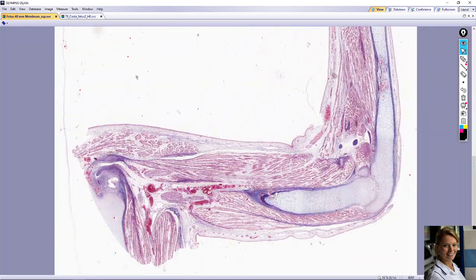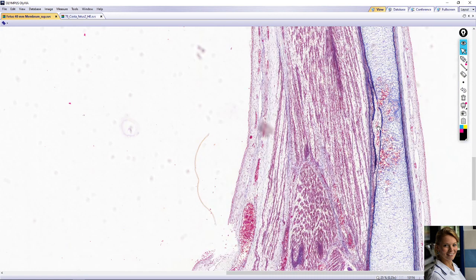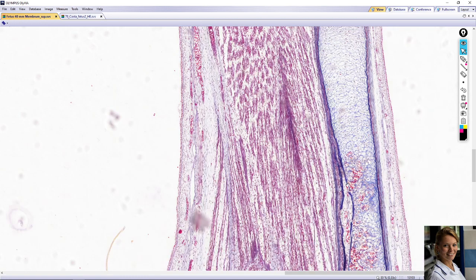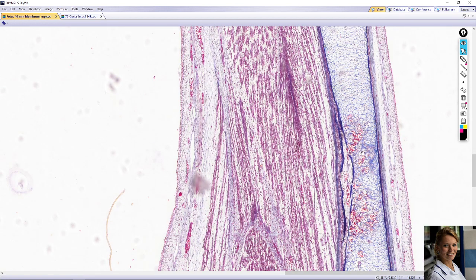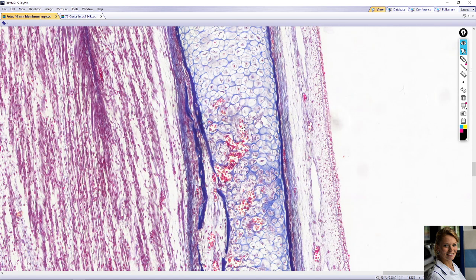So you can see here the primary ossification center, and also here. And this is the diaphyseal region around the cartilage model. You can see the bony collar, dark blue bone matrix, hypertrophic chondrocytes, and penetrating blood vessels with red erythrocytes. And between the chondrocytes you can see calcified cartilage matrix.